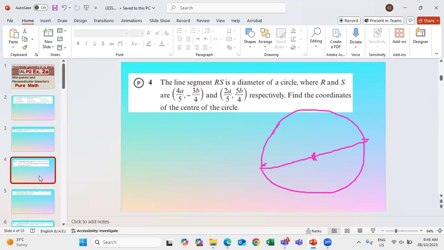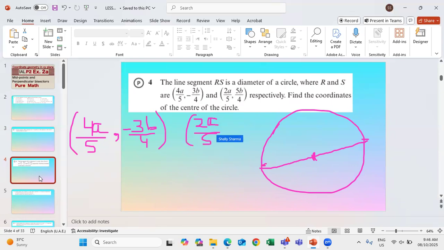So again, one point is given as 4a over 5, comma, negative 3b divided by 4. That is the first point. Then 2a divided by 5, comma, 5b over 4. So we have to find the center. Let's say C is the center of the circle. So X value of the center, you have to write on paper. Cx means the X value of the midpoint. So that will be obtained by adding these two: 4a over 5 plus 2a over 5.